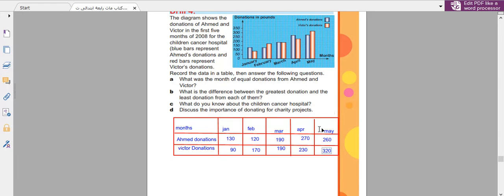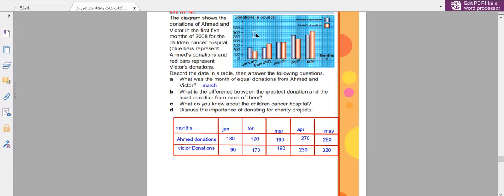That's how we fill the table with the data we record. Let's answer the questions according to the table. What were the months of equal donations from Ahmed and Victor? Let's see. It's March. Let's write March. What is the difference between the greatest donation and the smallest donation from each of them? We will write the difference between them and write the answer right here. What do you know about the Children Cancer Hospital? Search it by yourself.